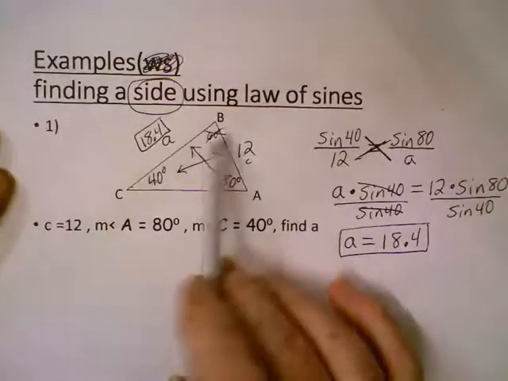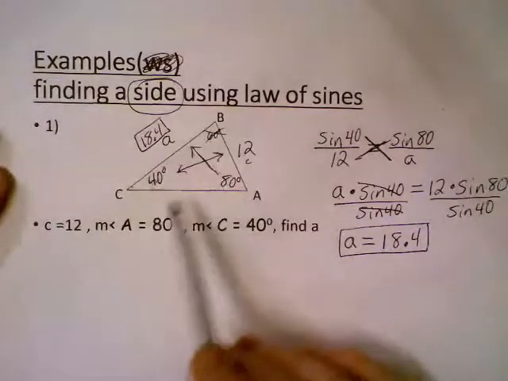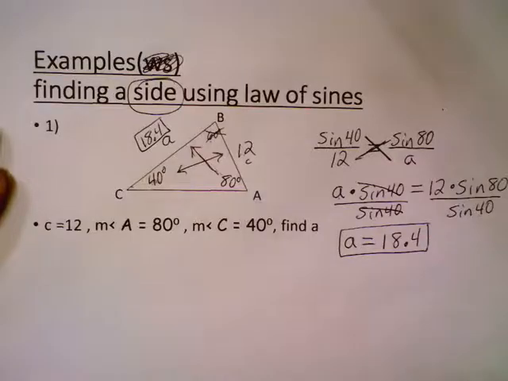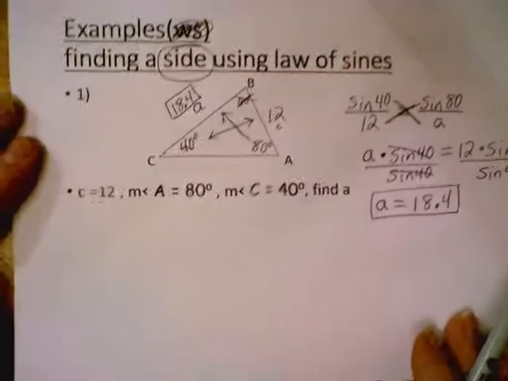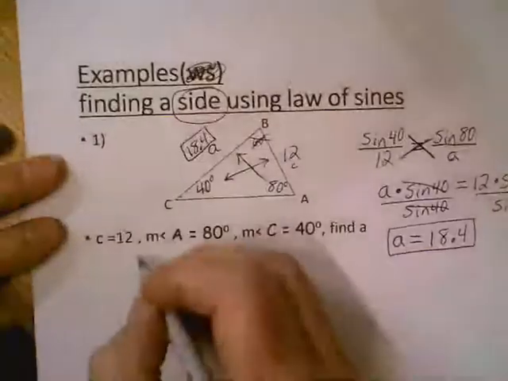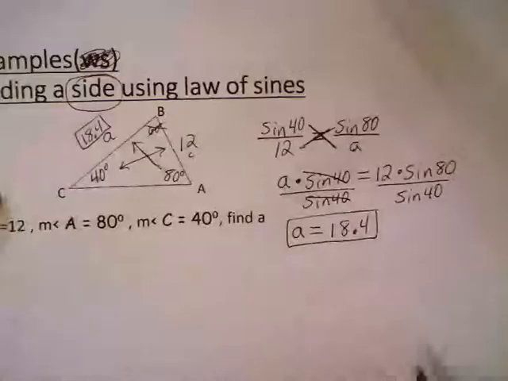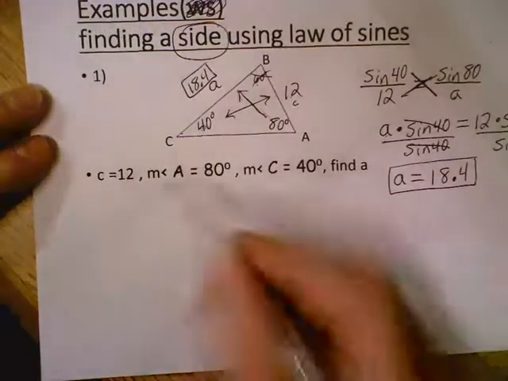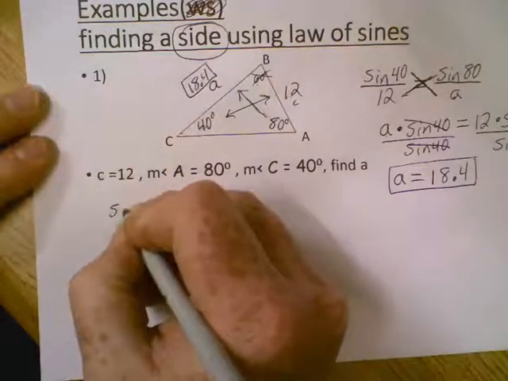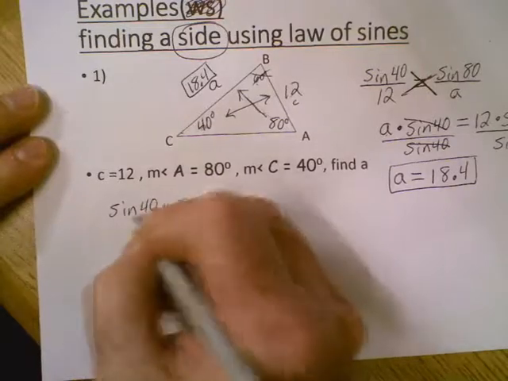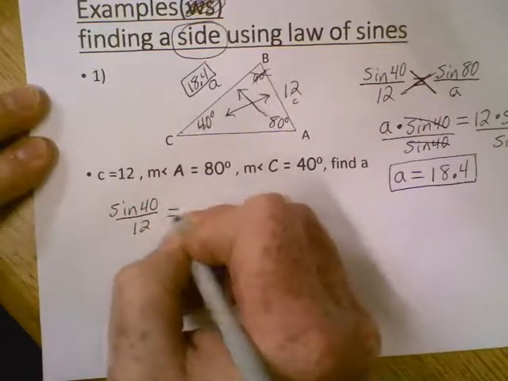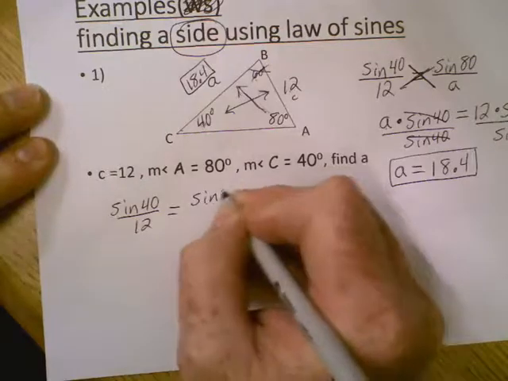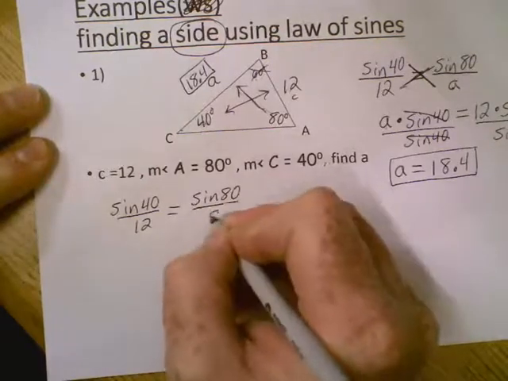And again, notice this wasn't a right triangle, so we can solve or find the parts of any triangle using these laws. The other way that I could do it, if leaving the sine word in there confuses you, is we still set it up the same. Sine of 40 over 12 equals the sine of 80 over little a.